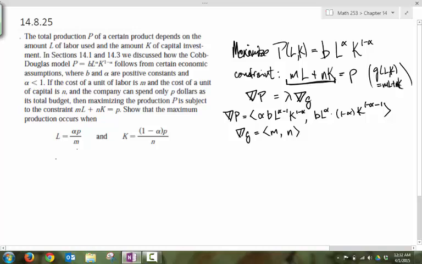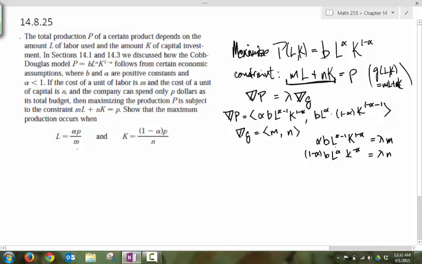So we can write that out as our three equations that we will eventually have. Alpha times B times L to the alpha minus 1 and K to the 1 minus alpha, and this is going to equal lambda times the first component of the gradient of G, and that's M. And then let me move the 1 minus alpha out here in front, B, L to the alpha, and then K, and let's just cancel the ones here. This is a negative alpha power, and this is equal to lambda N.